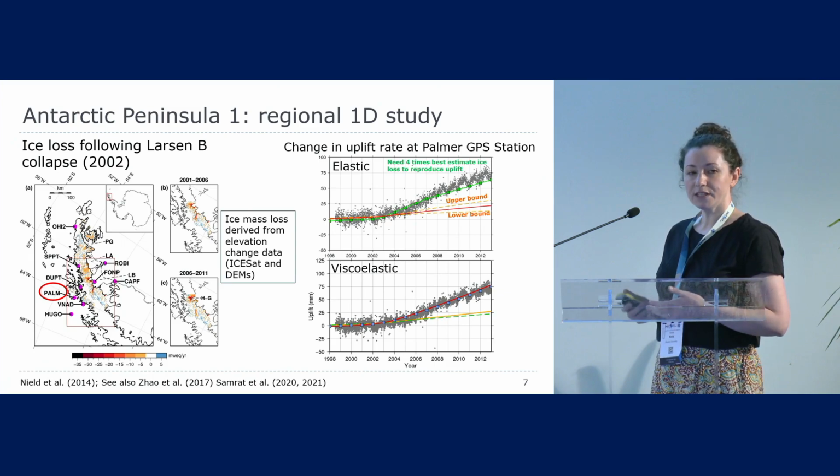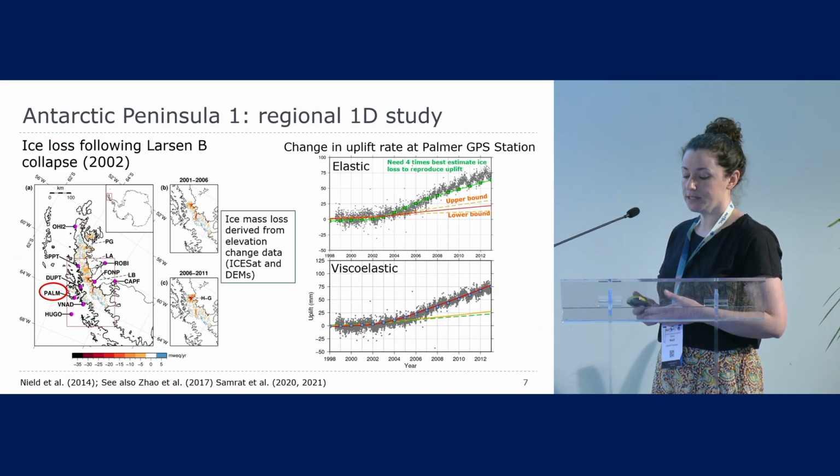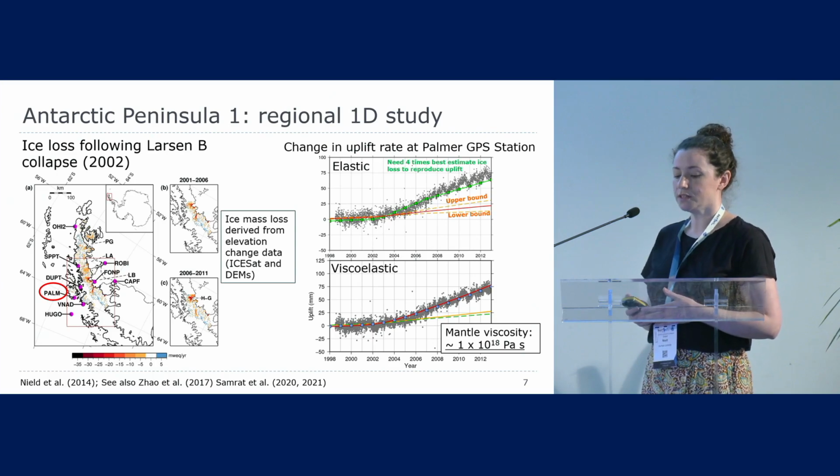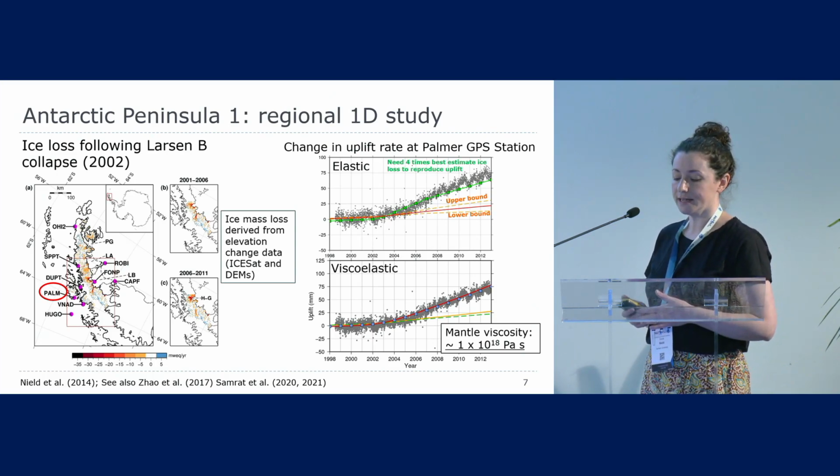So we ran a viscoelastic model and tested a whole suite of different Earth properties and different mantle viscosities. And what we were able to do was to constrain an upper mantle viscosity of around 10 to the 18. And this was significant because it's the first time that viscoelastic deformation was captured by observations on this timescale.